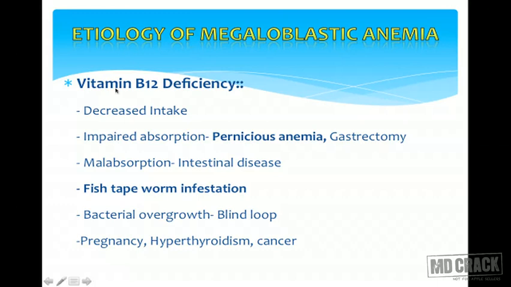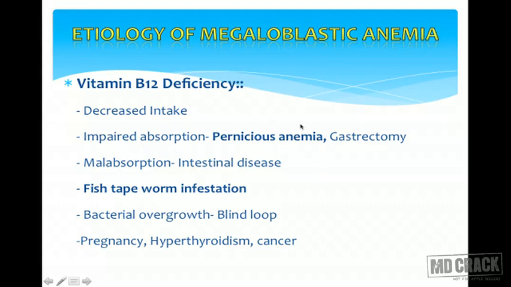What are the causes for vitamin B12 deficiency? It could be the decreased intake itself. Especially the pure vegetarians are very much prone to developing vitamin B12 deficiency. If they don't take green leafy vegetables in adequate quantity, then invariably they suffer from vitamin B12 deficiency. It could be due to impaired absorption.